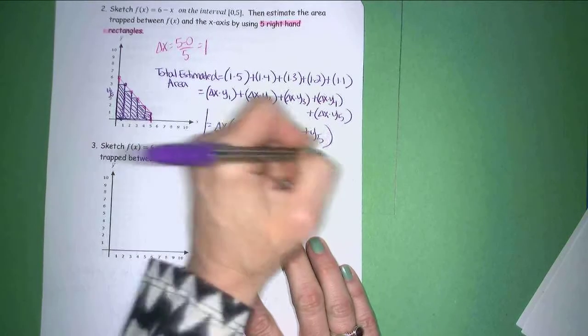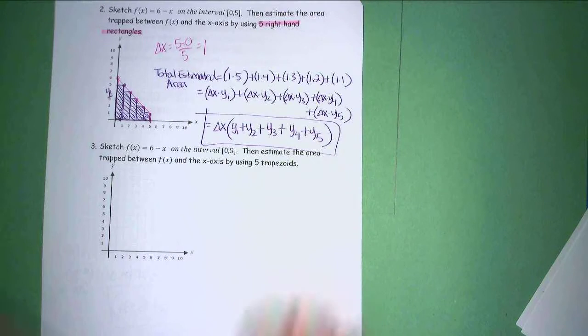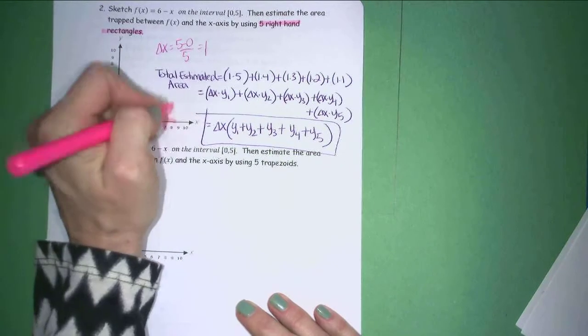So I want you to box this in. This is my estimated area using right-hand rectangles.